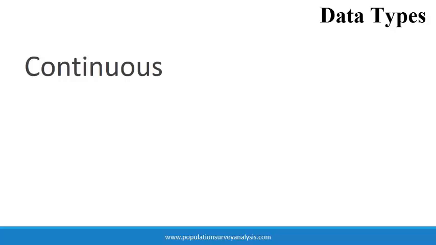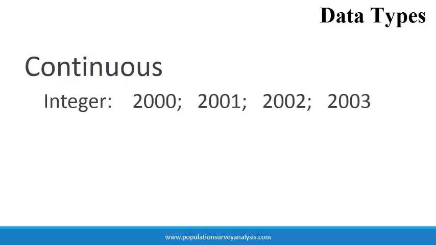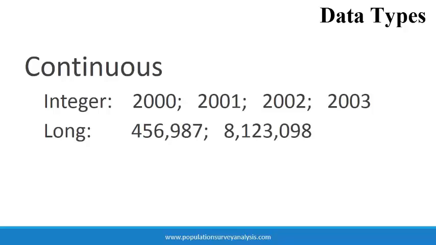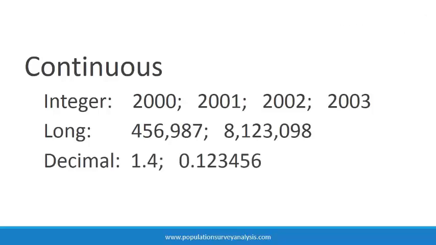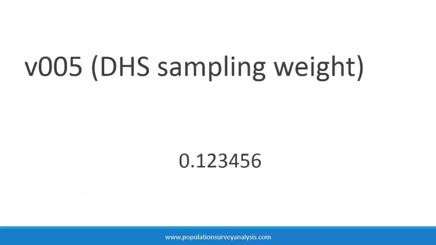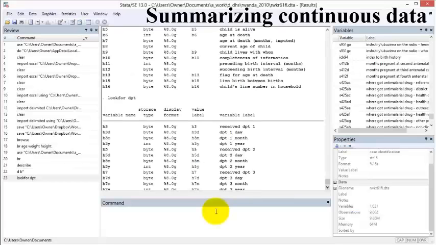Continuous variables include integer, whole number values like years, long number values, and decimal values. Due to idiosyncrasies with storing decimal values in computers, the Demographic and Health Surveys and other data producers only store integer values by multiplying decimal values by a factor of 10. For example, the sample weight variable, V005, has 6 decimal places, so DHS multiplies it by 1,000,000 to store it as an integer value. To view the distribution of a continuous variable, 2 functions are particularly helpful.